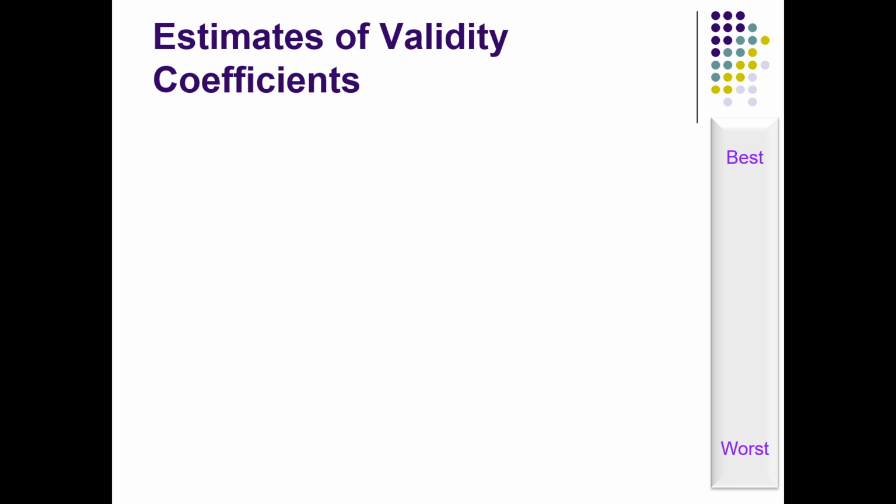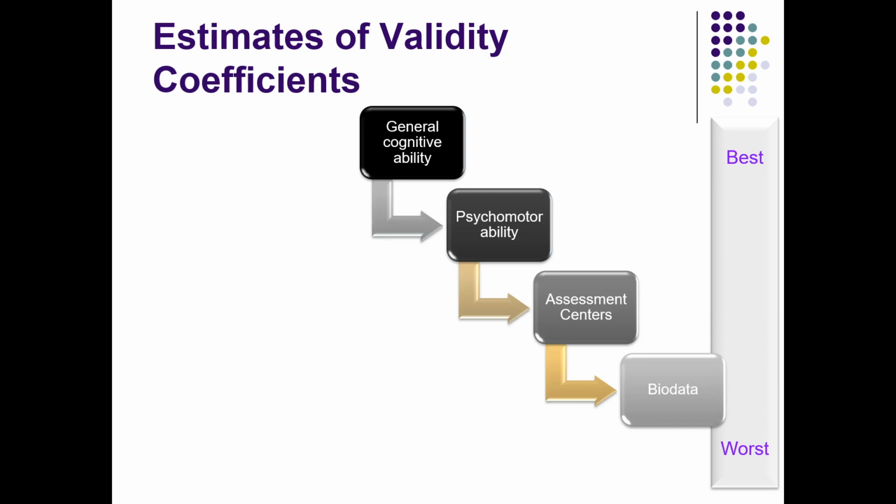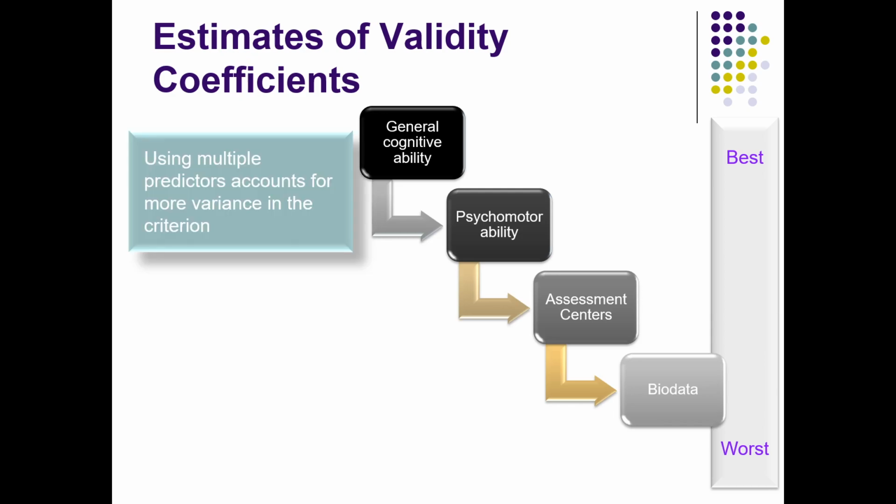All right. So estimates of validity coefficient. From the best on the top to the worst predictors, I am going to give us a list. So general cognitive ability, psychomotor ability is below that on ability to predict, assessment centers, and then biodata. Even biodata questions aren't as good as the others.